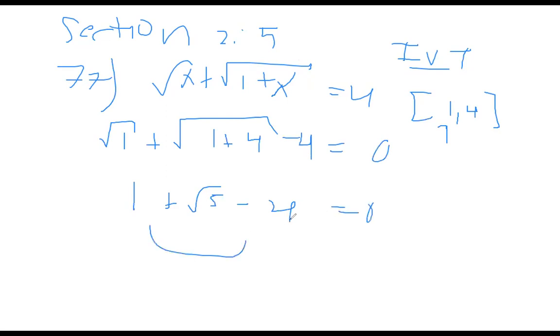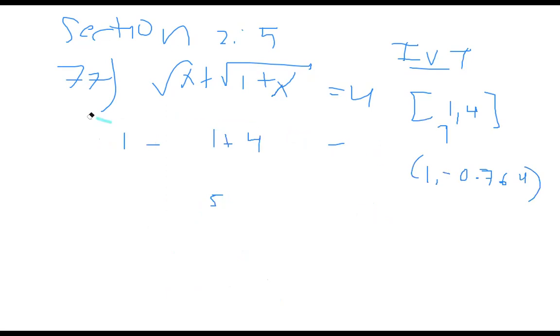1 plus root 5 minus 4. So this is going to get you negative 0.764. All right, so at x equals 1, we get negative 0.764. So now we will plug in 4. Let me erase this so I can have more space. It's positive finally, hopefully. All right, so if we plug in 4.